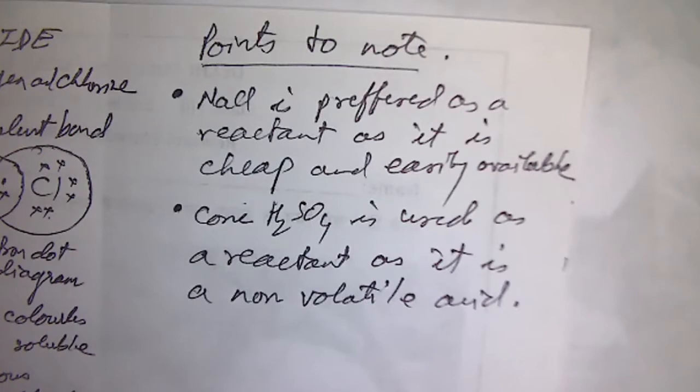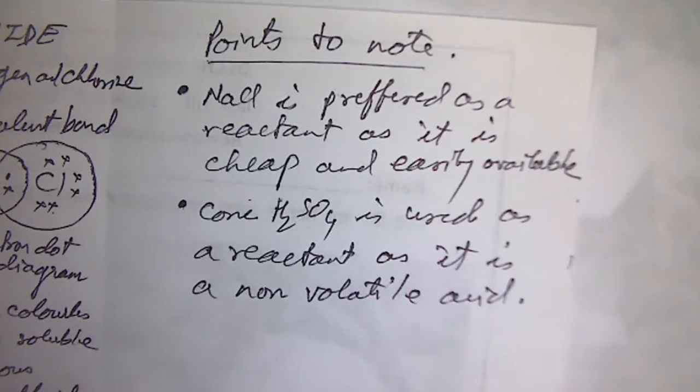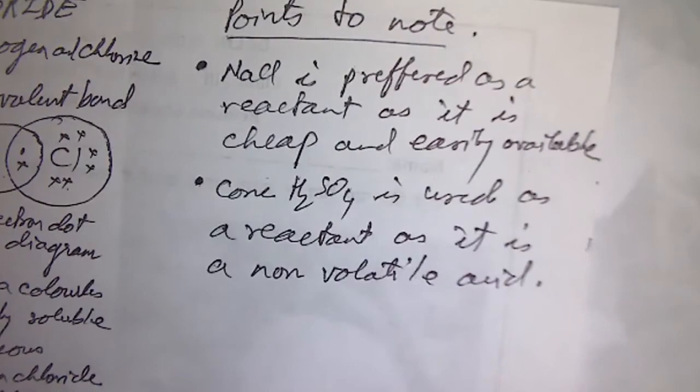So this is a very important thing which you have to know. Understood? So concentrated sulfuric acid, why is it used? Because of its non-volatile nature. Non-volatile, in other words, you can also say the boiling point is very high. The boiling point is above 360. It's almost 360 degrees Celsius. So what happens? It does not go into vapor state.